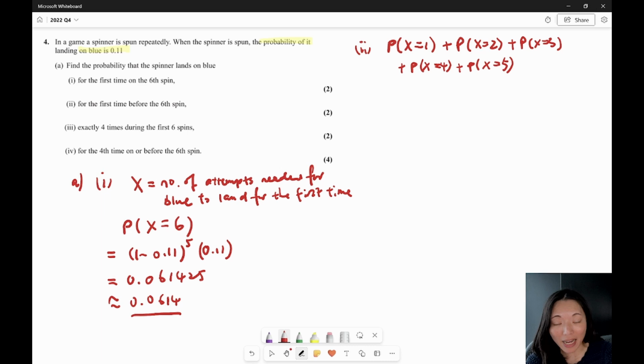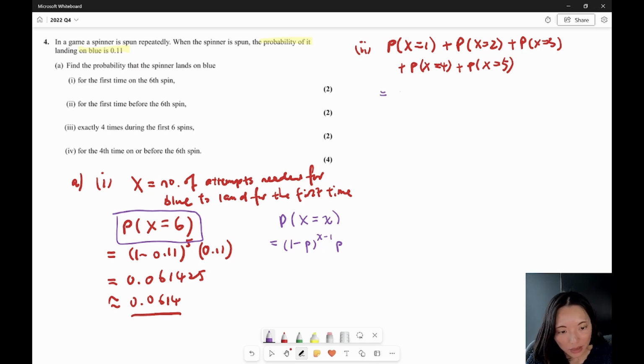Now, you can work these probabilities out just like I did in part A. Because I've worked out in part A what the probability of X equals 6 is, very similarly, you could work out the probability of X equals 1, X equals 2, etc. Because we know that in a geometric distribution, and that's given in your formula booklet, the probability to get a first success in X number of attempts is simply (1 minus p) to the power X minus 1, times p. So that's how we work that out, and we can sum that up. For example, we can write that as 0.11 plus 0.89 times 0.11 plus and so on, up to 0.89 to the 4 times 0.11. So we could work this out.